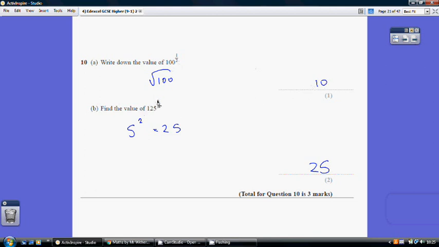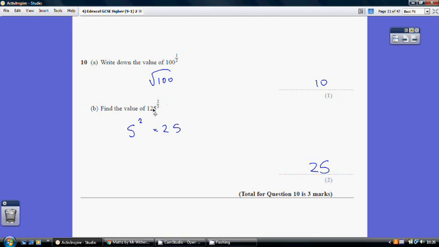Now the power of 2/3 means two things. First of all, we need to cube root the number, and then secondly we need to square it. You could do it the other way around, you could square then cube root, but that's much trickier. So we're going to cube root first and then square.